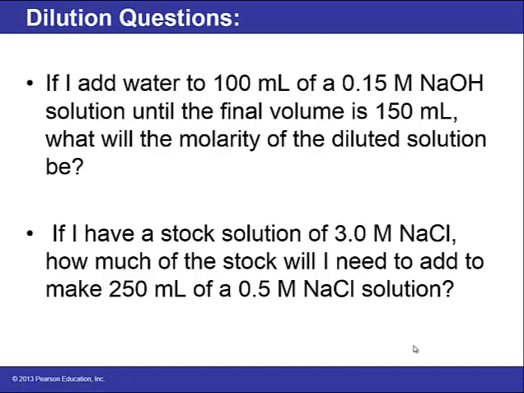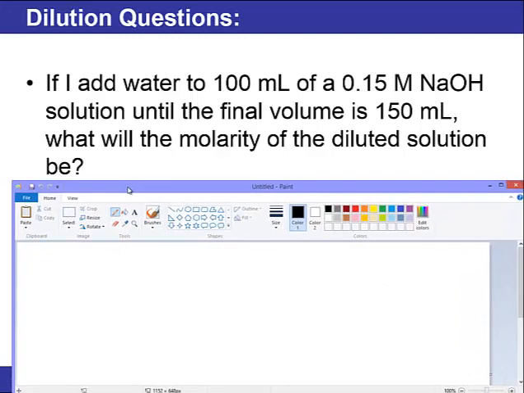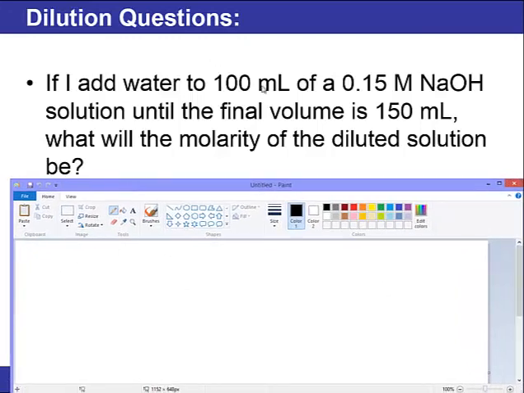So if I add water to 100 mL of a 0.15 molar sodium hydroxide solution until the final volume is 150 mL, what will be the molarity of the diluted solution? I'm just going to bring my little paint screen down here. So we know that our equation is going to be M1 times V1 equals M2 times V2. Sorry, my writing on the computer is a little bit crazy.